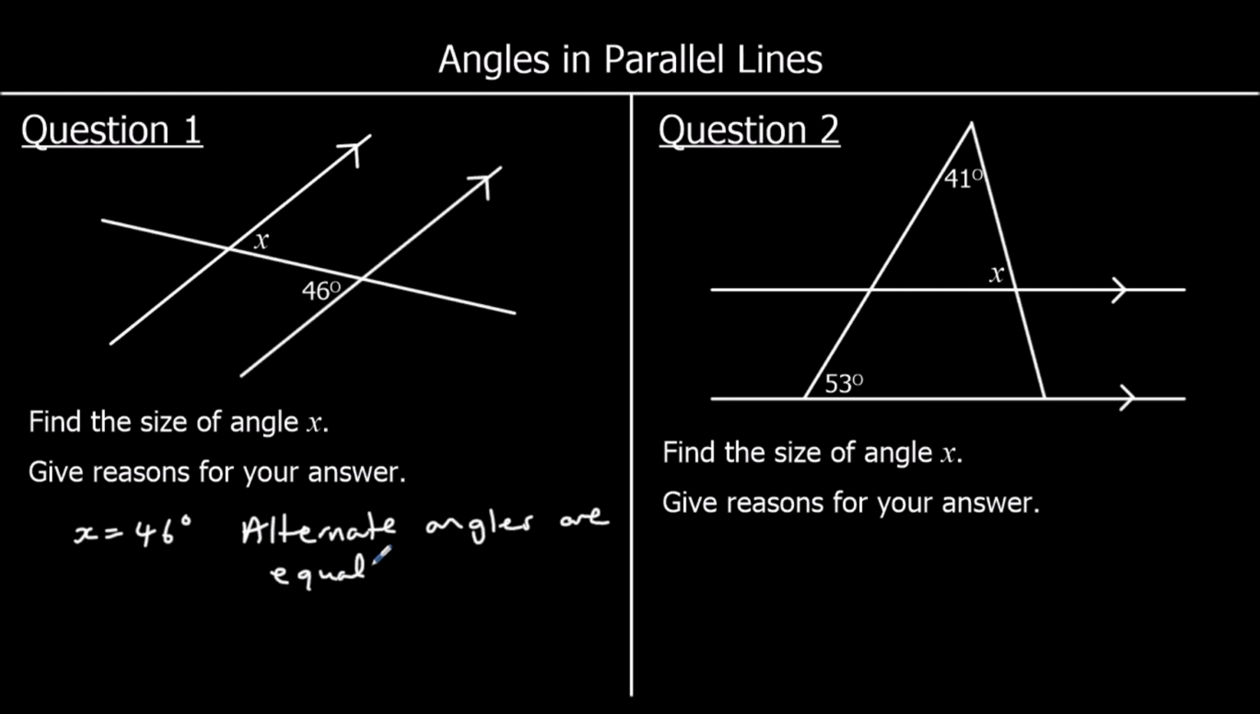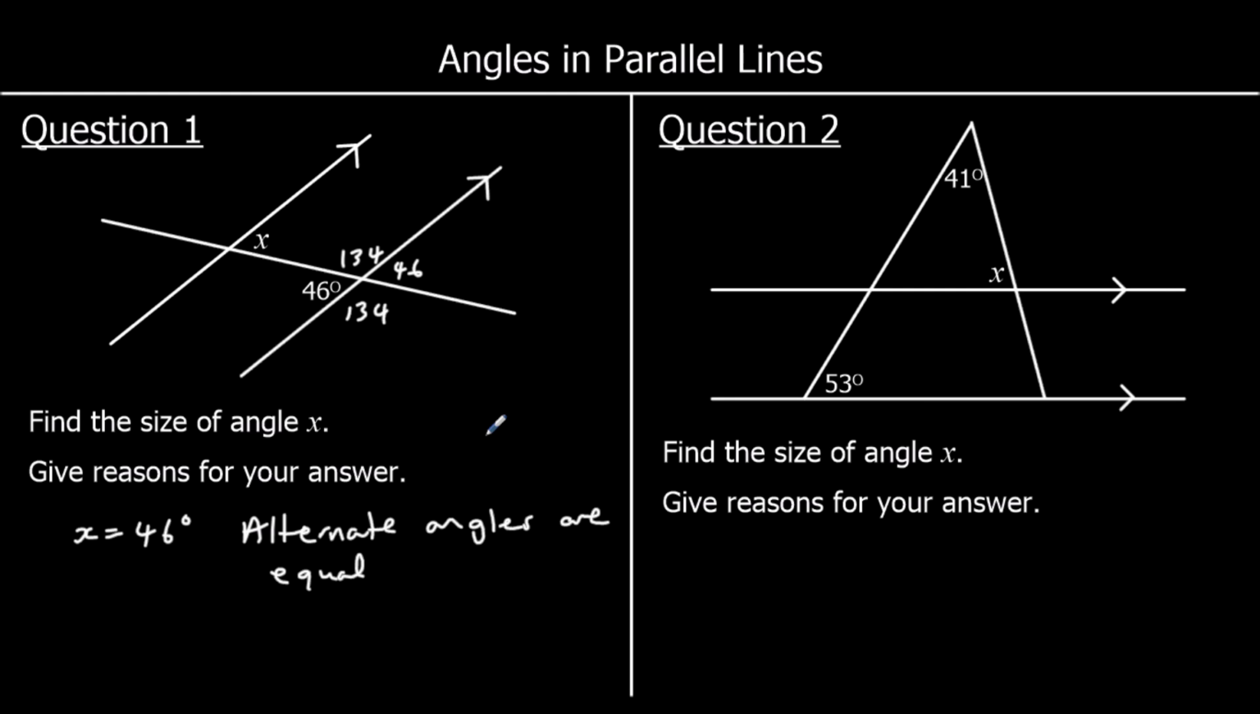If you use a different method, if you said that opposite angles are equal and corresponding angles are equal, or angles on a straight line and corresponding angles, that would be okay. So you could work out that this angle here on a straight line with 46 is 134 degrees, and then use co-interior angles. Or you could have worked out opposite angles and then corresponding angles, or any combination, as long as you give reasons for what you've done, that's okay.